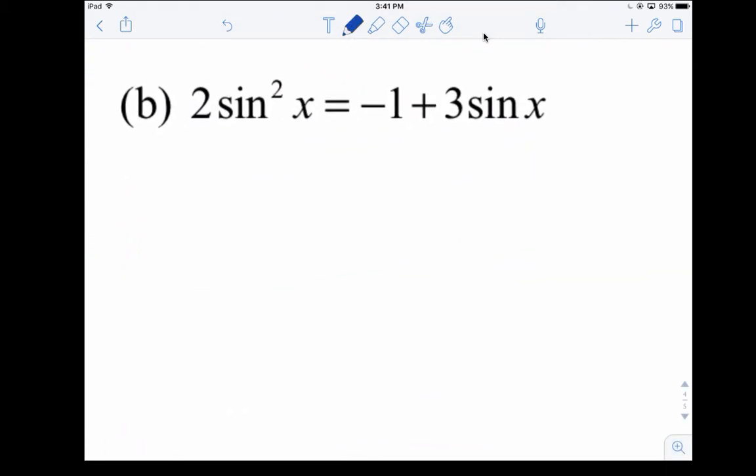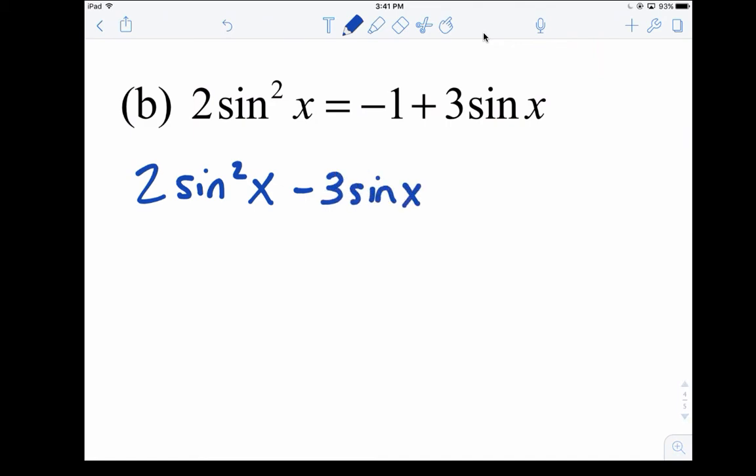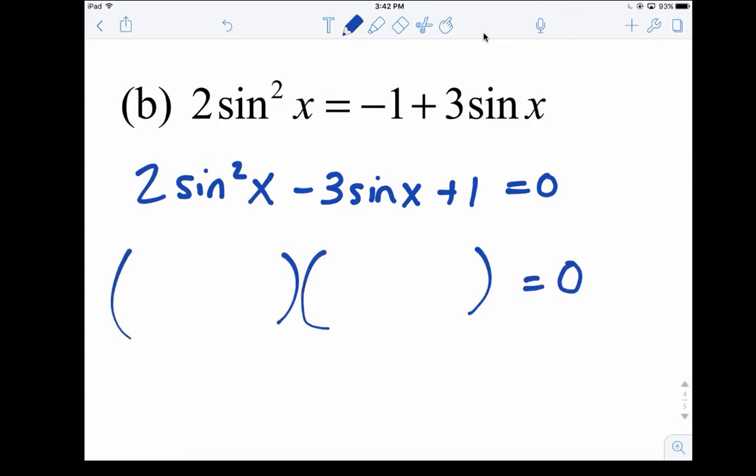All right. The next one, I see that I have sine squared on the left and then some terms on the right. So what I'm going to do is put everything on the left side. So 2 sine squared minus 3 sine of x plus 1 is equal to 0. And what I can do now is just factor. Right, so it's a trinomial, so you need 2 binomials. So 2 sine squared, you have 2 sine times sine. Okay, and then I see that the middle term is negative and my last term is positive.